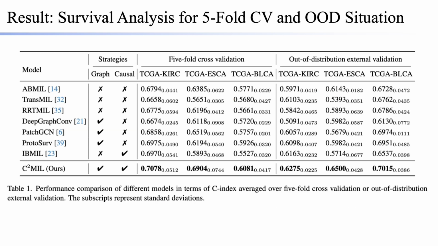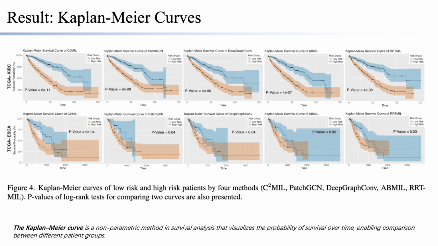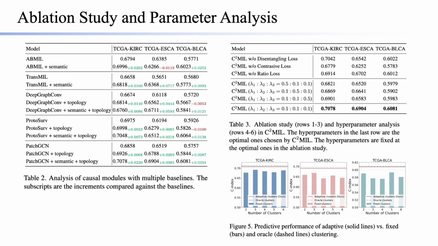We tested C2MIL on 3 TCGA datasets. In 5-fold cross-validation, our method consistently outperformed all baselines. In out-of-distribution validation, which is much harder, C2MIL still achieved strong improvements. And Kaplan-Meier curves show that our predictions clearly separate high-risk and low-risk patients. The ablation studies show that every part of our model matters, and that our modules can be added to different baselines to improve existing MIL methods.